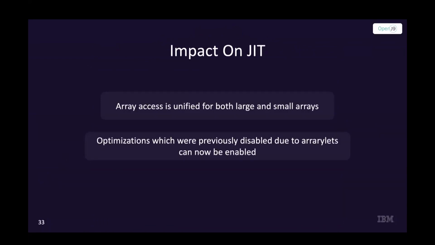The JIT disabled it because those optimizations expected a contiguous view of the data. In arraylets, data is spread out all over the heap, and that was the primary reason why we disabled those optimizations.